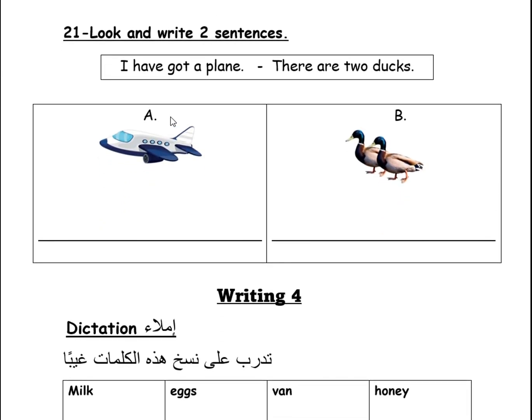I have got a plane. There are 2 ducks. So you have to write these 2 sentences under each correct picture. So I have got a plane. It is here. There are 2 ducks. We write it here.